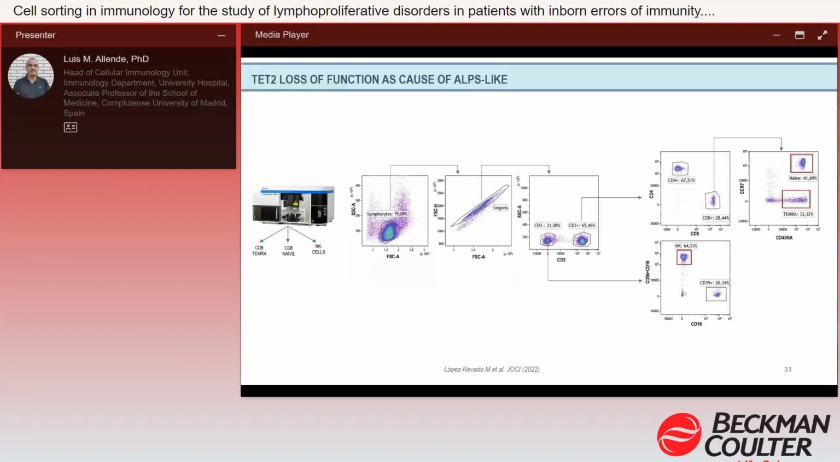For this reason, using this gating strategy, we sorted TEMRA CD8, naive CD8, and NK cells. We selected the enriched mode for sorting because the recovery was the most important aspect of the sort. Firstly, we select lymphocytes using forward and side scatter. We select singlets. We select CD3 positive cells for CD8 sorting and CD3 negative for NK sorting.